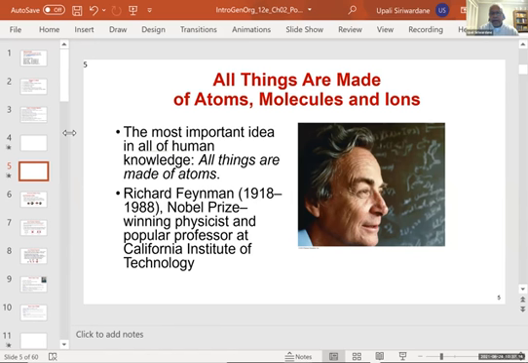The idea that all things are made out of atoms, molecules, and ions is considered the most important idea in all human knowledge. According to Richard Feynman, Nobel Prize winning physicist, the statement "all things are made out of atoms" is the most important idea in all human knowledge.